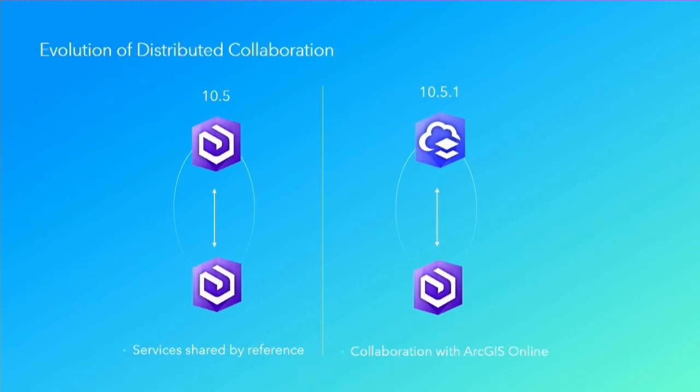So distributed collaboration was introduced at 10.5 between two or multiple enterprise portals. And by that, we were able to share services by reference. So if you had a feature layer and you shared it with another member of your collaboration, they would be able to reference that source layer in your portal and be able to see that item in real time.